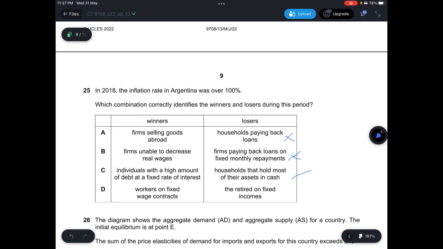So that's why they are the losers, and the winners will be the individuals with a high amount of debt. Because now in real terms, the value is actually much lower. So let's say for example, the debt was $500. Because of hyperinflation, the person would probably be able to get a higher income. And now the $500 is actually lower in value. So if you return the money in $500, they're actually paying less in real terms. So that's why they are the winners. D, it says workers on fixed wage contracts are winners, and losers that retire on fixed incomes. Not correct, so the answer is C.